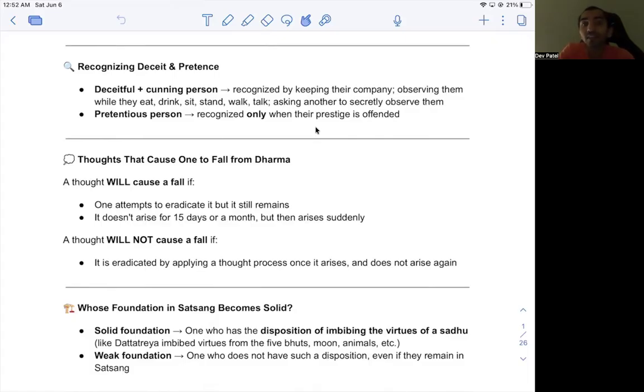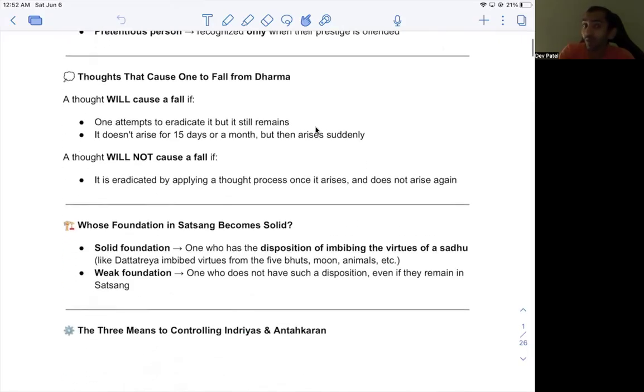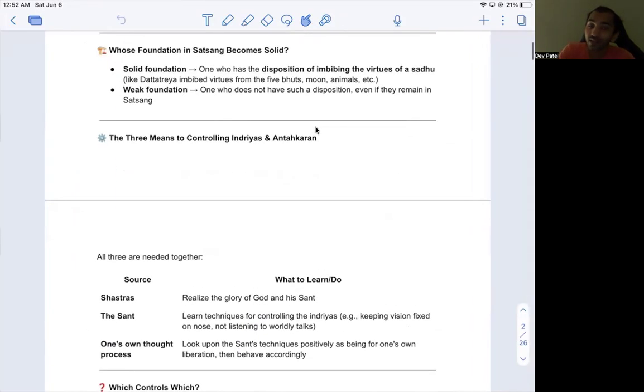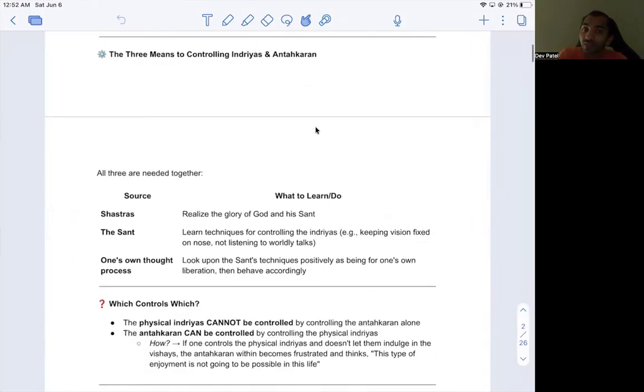If it is not immediately eradicated and it still remains, and if it doesn't arise for 15 days or a month, but then it arises suddenly, then that will cause a fall. Then that will cause a fall. Now, the three means to controlling Indriyas and Andhakara, we have Shastras, so those help realize the glory of God and Son. We have the Son to learn the techniques for controlling the Indriyas.